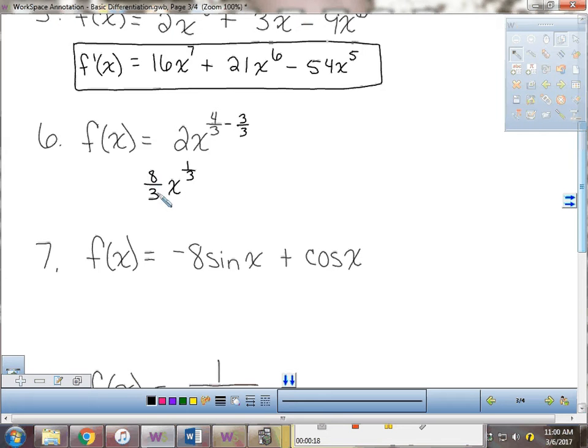All right, and to make this a little nicer and more appealing, I'll take it like this. But this would also be the same as 8x to the 1/3 over 3. I'll take it either way. Either way is good with me.